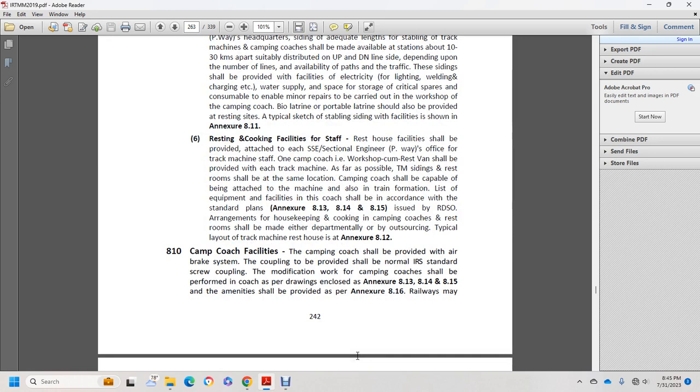The camping coach shall be provided with an air brake system, and the coupling shall also be the normal IRS standard screw coupling. Modification work on the camping coach shall be performed per the drawings associated with Annex 8-13, 8-14, 8-15. The amenities shall be provided as per Annex 8-16.